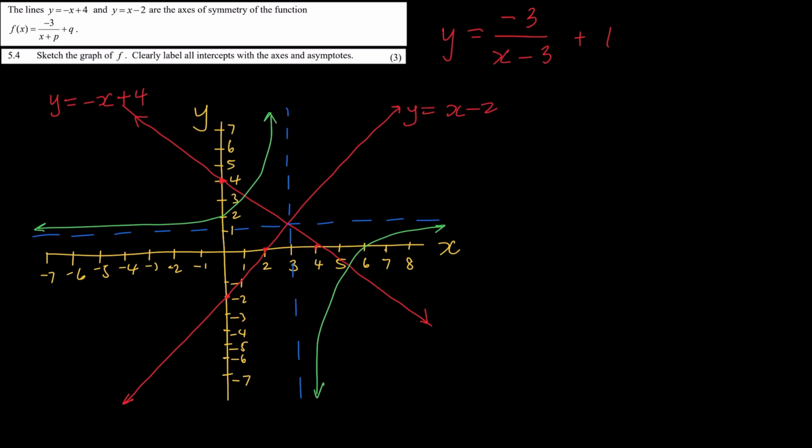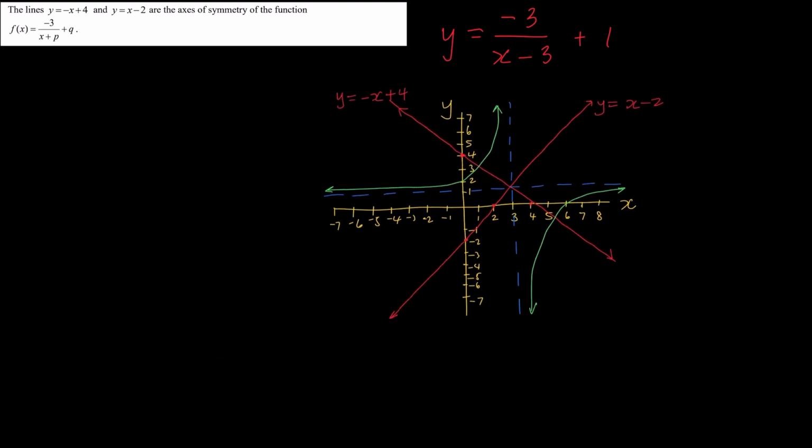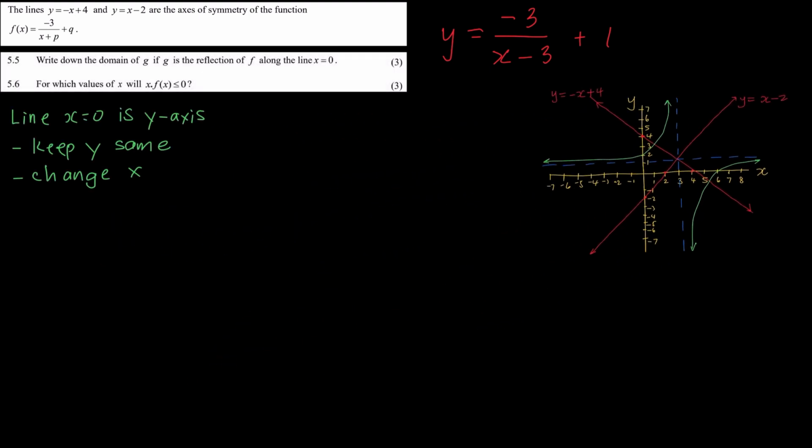All right, let's move that over to the side and look at the next question. The next question reads, write down the domain of g if g is the reflection of f along the line x equals 0. So what is the line x equals 0? That is the y-axis. So when you are reflecting on the y-axis, you should keep y the same, but change x.